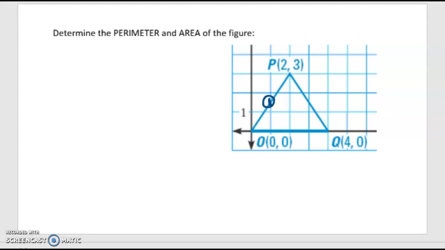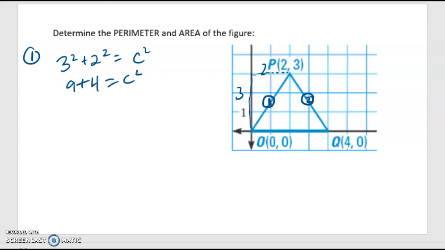So I'm going to label this as 1, this is 2. So for length 1, this time I'm going to use the Pythagorean theorem. So this distance up the vertical is 3, 2. So I have for length 1, 3 squared plus 2 squared equals c squared, and that's going to be the length of that left-hand side. So 9 plus 4 equals c squared, 13 equals c squared, so c is equal to, square root both sides, the square root of 13.